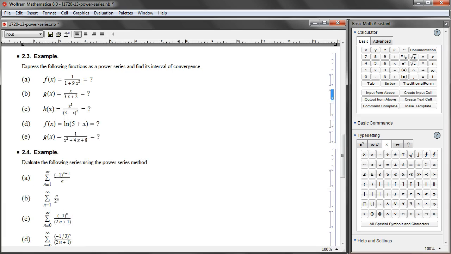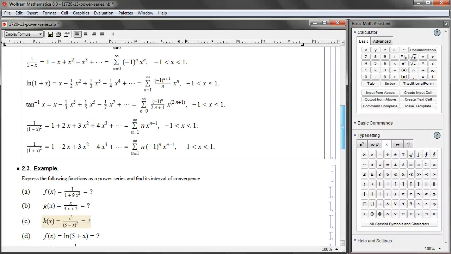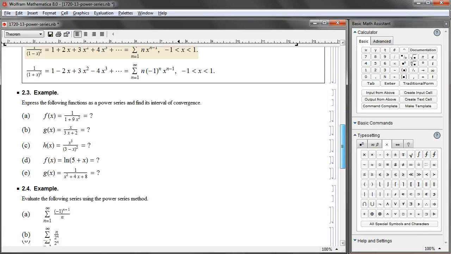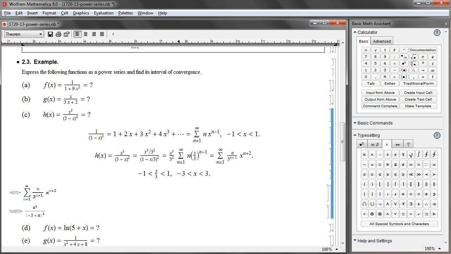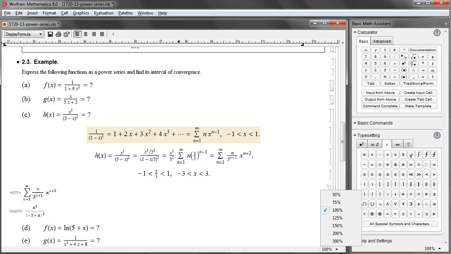How about something like this problem? Well, we have a complete square in the denominator, so this must be formula number 5 in this box. And let's rewrite it over here. And let me expand the font.